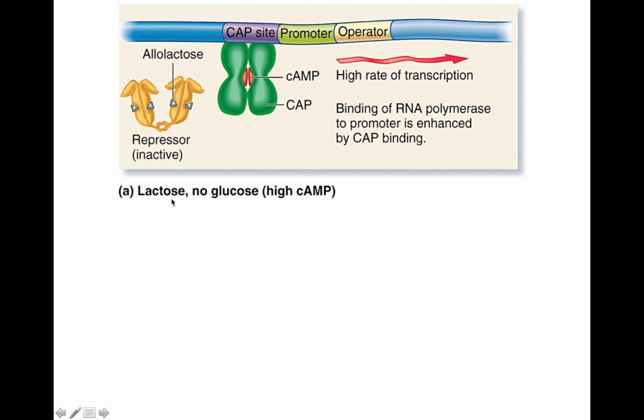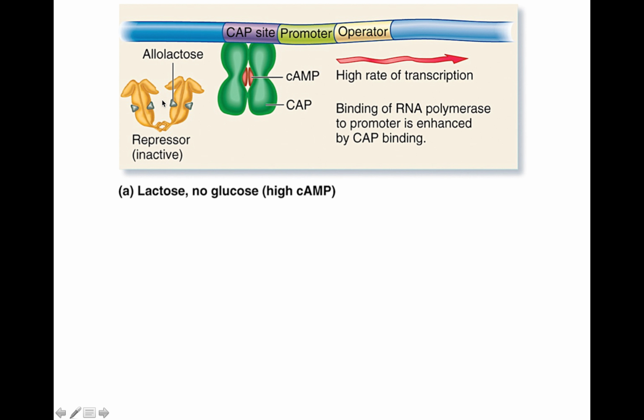So here's an example. If you have lactose in the cell but no glucose, then you're going to have high levels of cyclic AMP. The catabolite activator protein with the cyclic AMP bound will bind to its site upstream of the promoter and operator on the Lac operon.